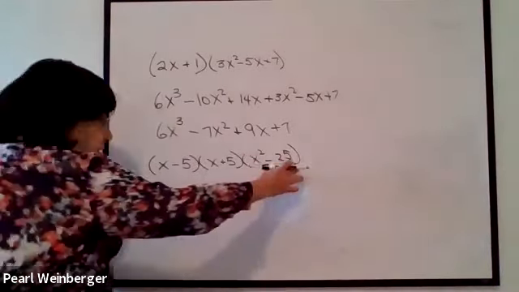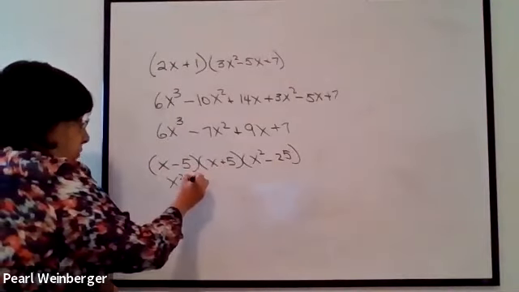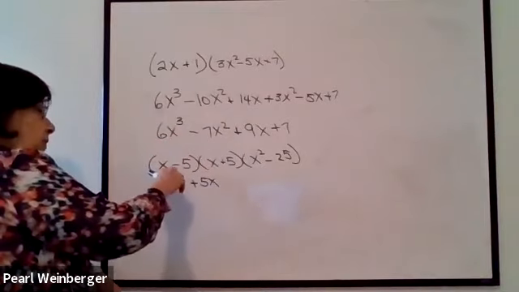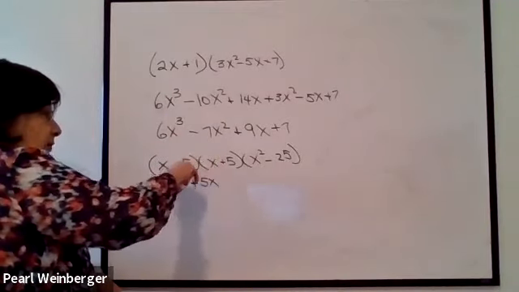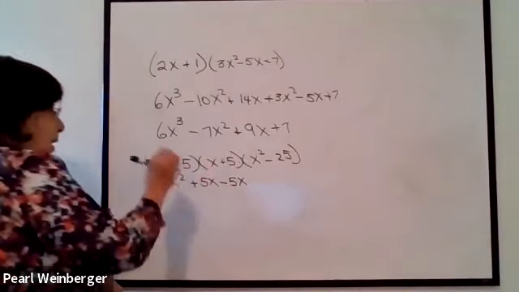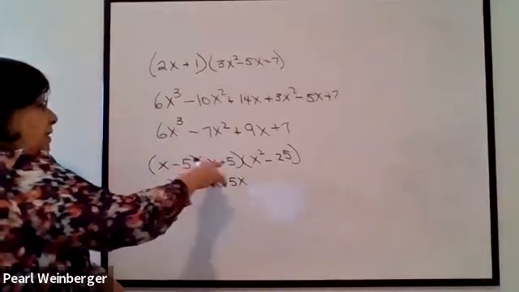So we're going to do x times x, that's first, is x squared. Outer is going to be the 1x times the 5, which will give me a plus 5x. Inner will be the negative 5x times negative 5 times the x, which is negative 5x. And last is going to be negative 5 times positive 5, which is negative 25. And if I combine the like terms, I end up with x squared.